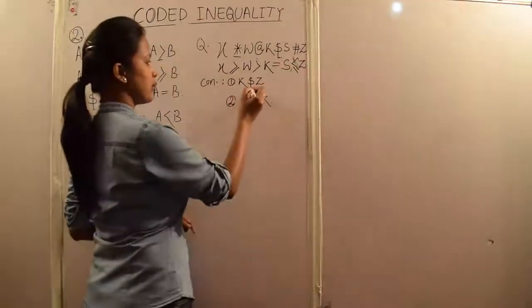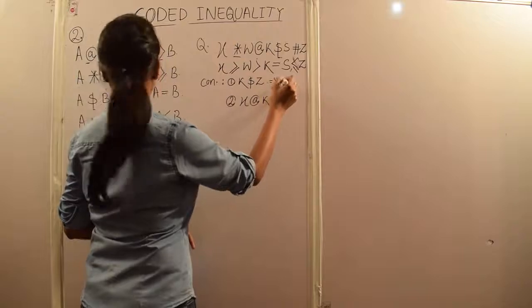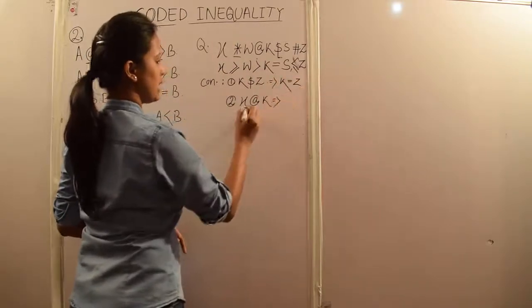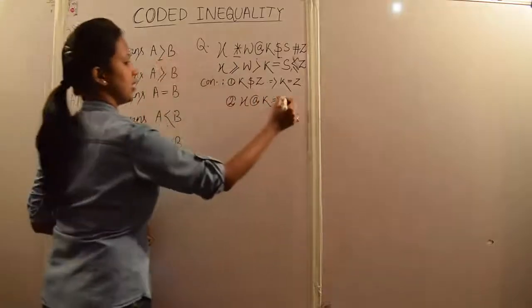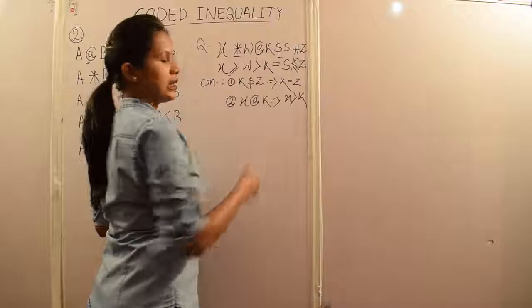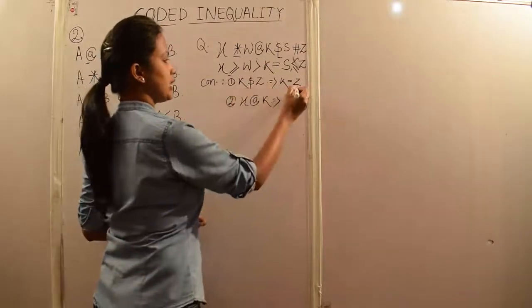Then convert the symbols of the conclusions. Dollar means K is equal to Z, and the second one, X@K, means X is greater than K. So now we will derive the conclusion from the statement. Here the first conclusion is K is equal to Z.